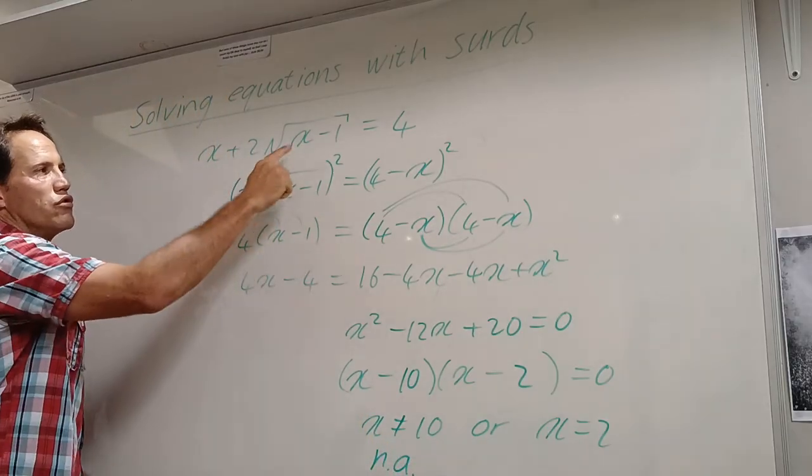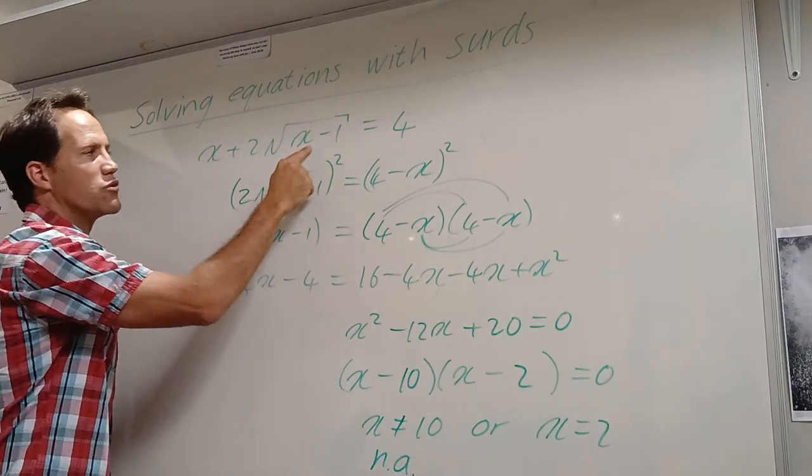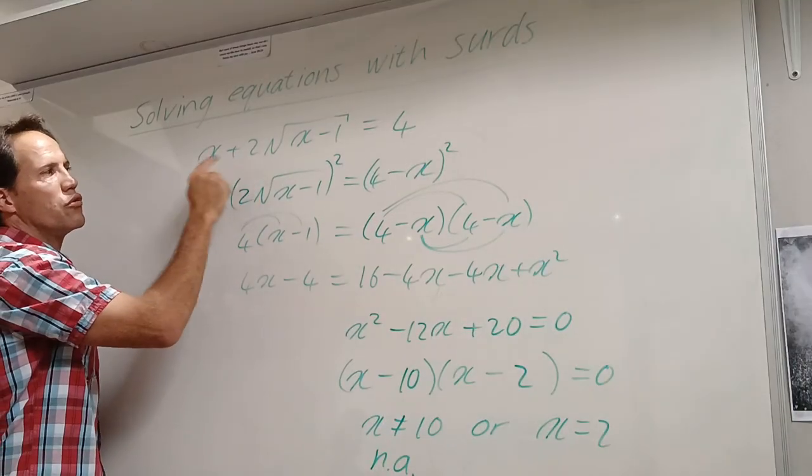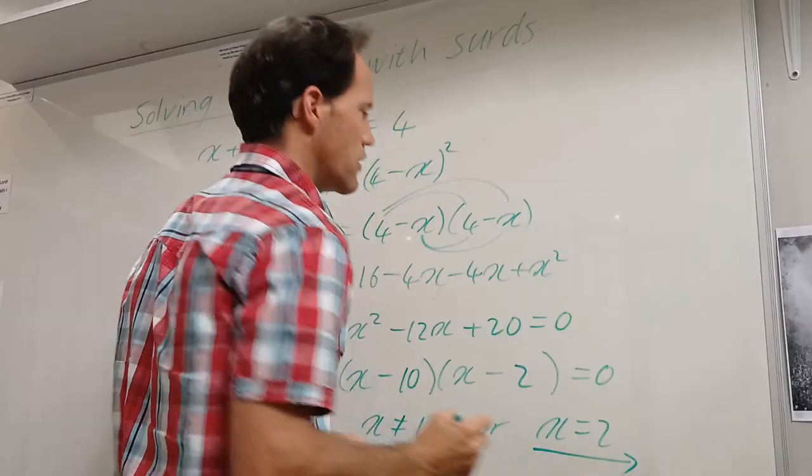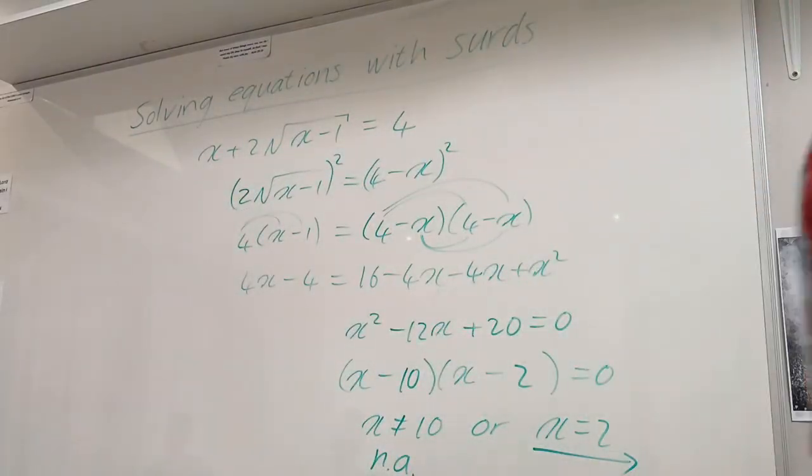Okay, you can just scratch it, or you can say not applicable. And then if you check 2 minus 1 is 1, square root of 1 is 1, 1 times 2 is 2, and then 2 plus 2 is 4. So this one works. Right.